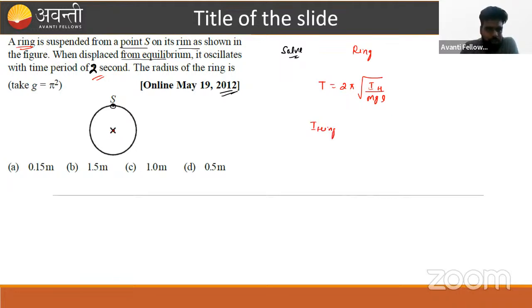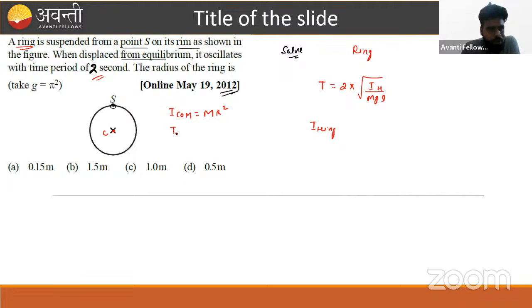We can say this is the ring and this is the center of mass. What is the moment of inertia of the ring about the center of mass? Everybody knows that it is mr². Now suppose this is the ring and this is the axis which is passing through the edge. So how can we find the moment of inertia about this point? We just apply the parallel axis theorem.